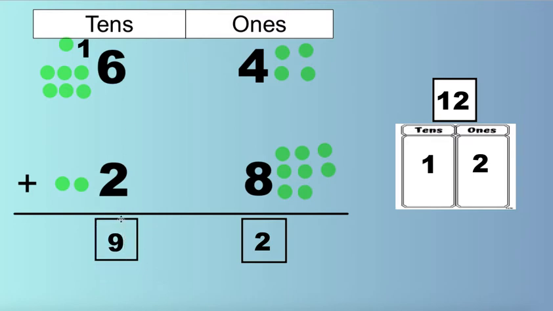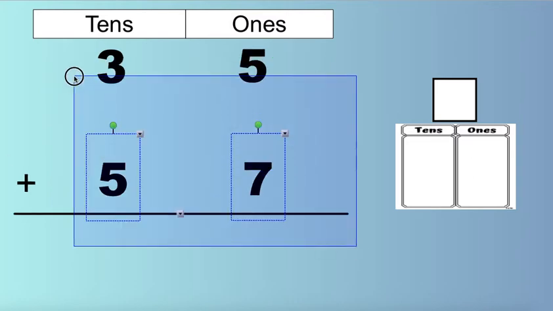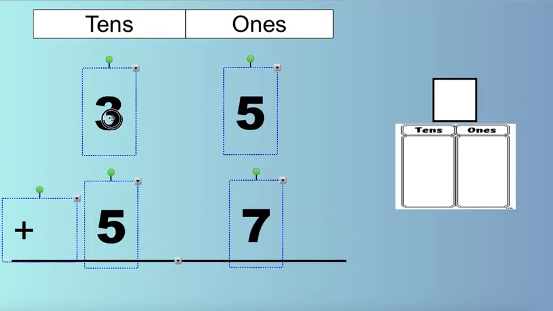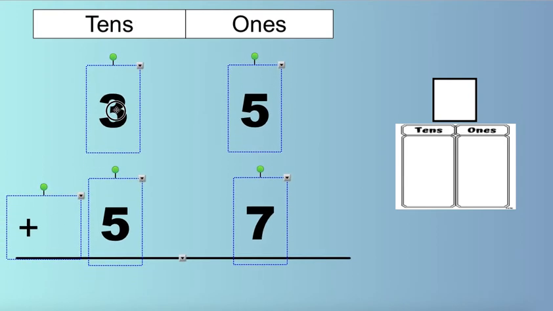So now we can read our problem. 64 plus 28 equals 92. Let's do another example. This time I'm actually going to make some room at the top.